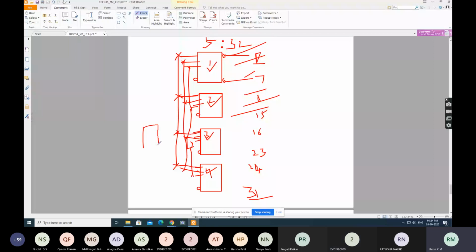Another IC. Another what IC is used? A 2:4 decoder IC. I have to use a 2:4 decoder IC. What is its name? Dual 2:4 decoder, 74139. Understanding? So what outputs does it have?